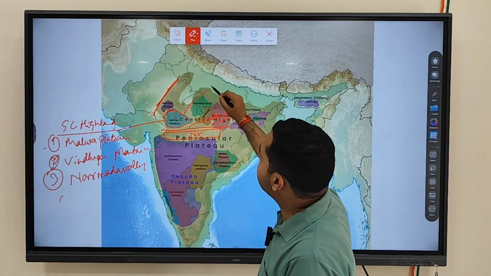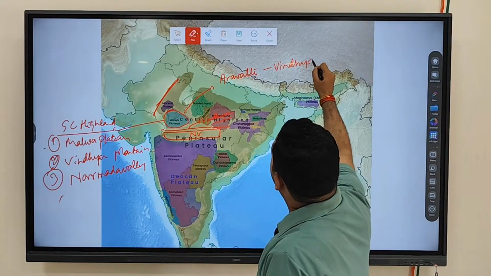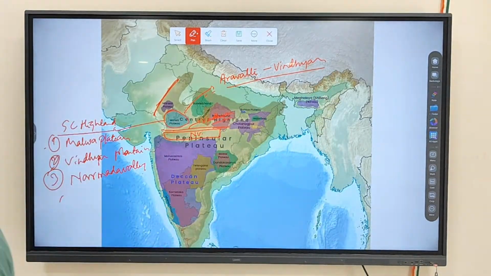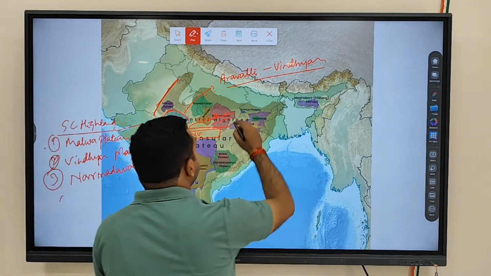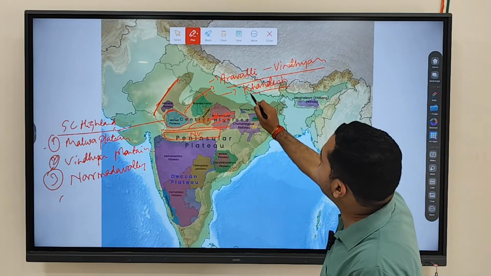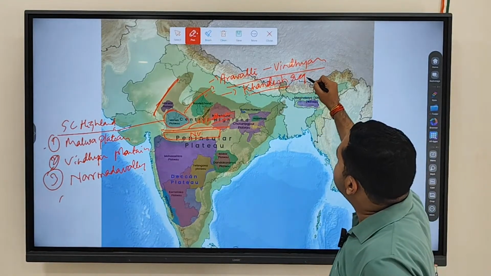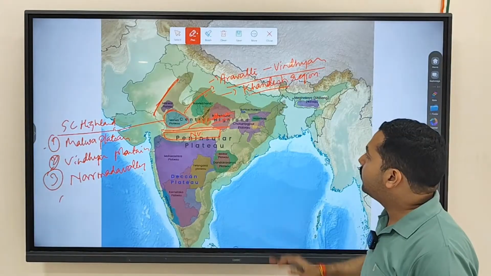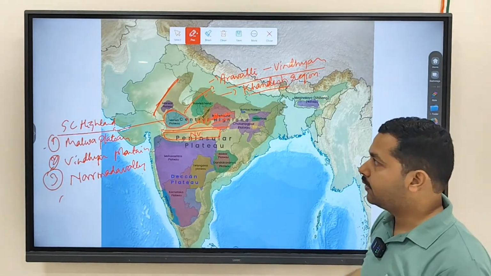Fine. So the Malwa Plateau is between whom to whom? Between Aravallis and Vindhyan. It is located between Aravalli and Vindhyan. This plateau is called the Malwa Plateau. This region used to be called the Khandesh region. In history, you will find something called Khandesh region. So historically, Malwa Plateau used to be known as the Khandesh region.